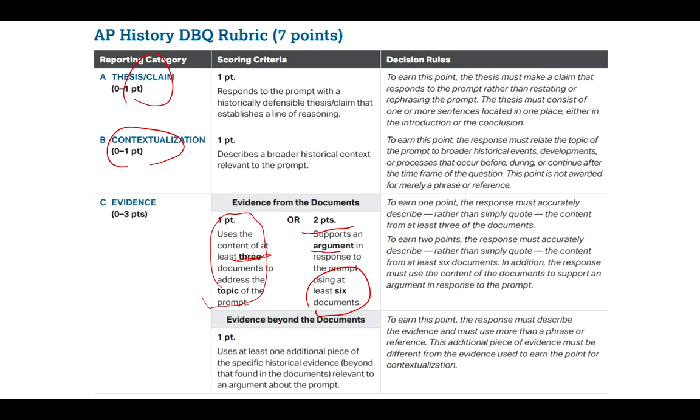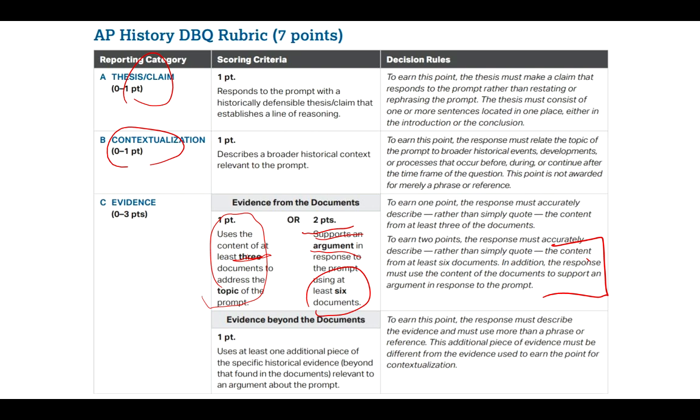And you have to support your argument in your thesis. You got to support them with the documents. And quoting is not really a good thing on the DBQ. Look, it says, in addition, the response must use the content of the documents to support an argument. So whatever your argument is in your thesis, you have to spell it out clearly, like this is why this supports the document.